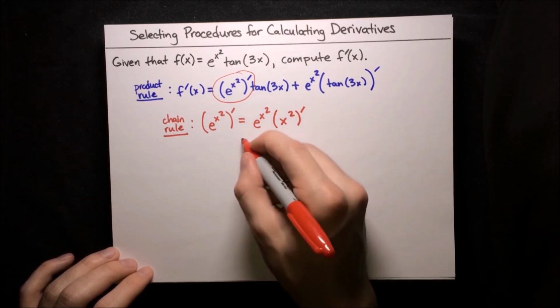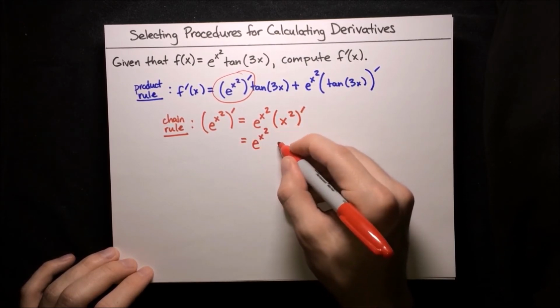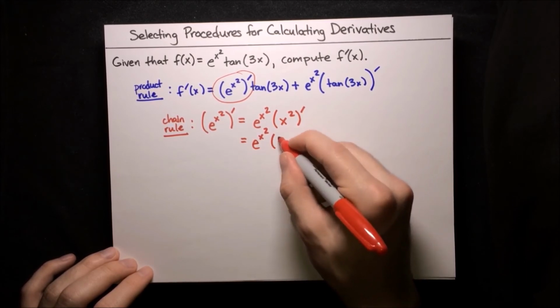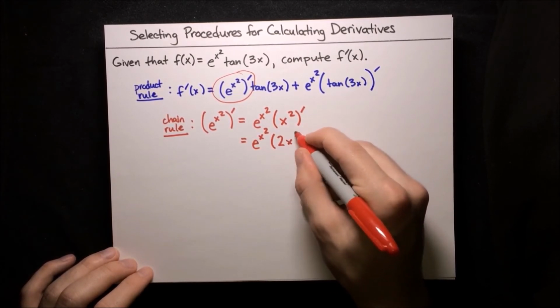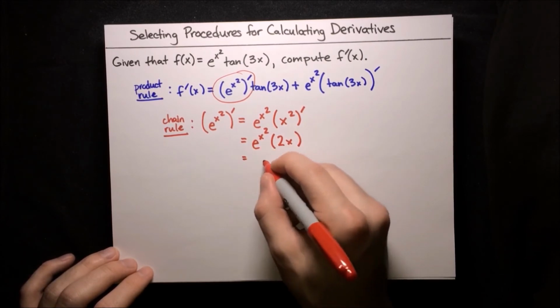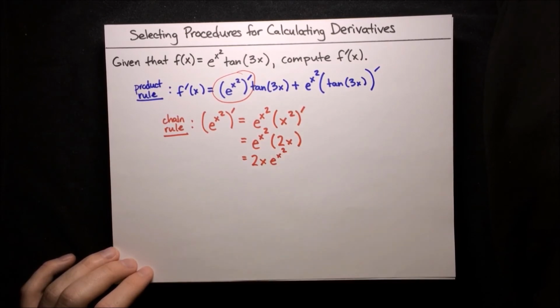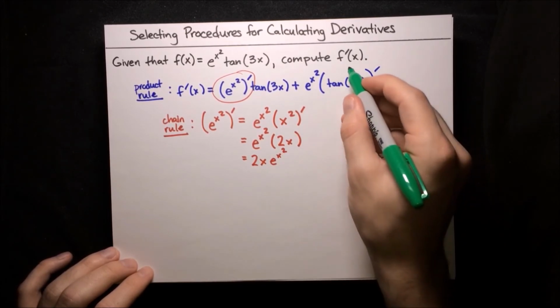And let's go ahead and simplify this. So this is e to the x squared, and then the derivative of x squared is just 2x. Using the power rule, just bring down the exponent and decrease it by 1. So just 2x, we can simplify that to just 2x e to the x squared. Alright, and then how about the other derivative over here?